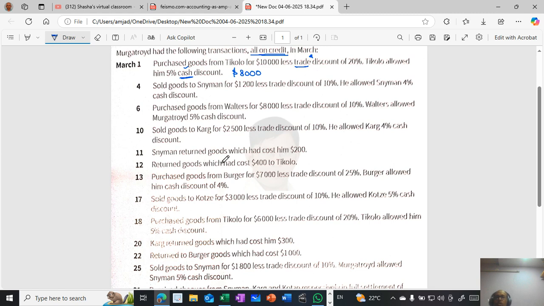Returned goods which had cost to Piccolo, so return goods to Piccolo. Purchase goods from, this is purchases goods, purchase register. Sold goods to Kodze, sales register. Purchase goods from Piccolo, purchase register. Karg returned goods which had cost him 300. Who is Karg? Obviously it will be a customer only. So sales return. Return to Burger, so purchase returns. Sold goods to Simon, sales register.